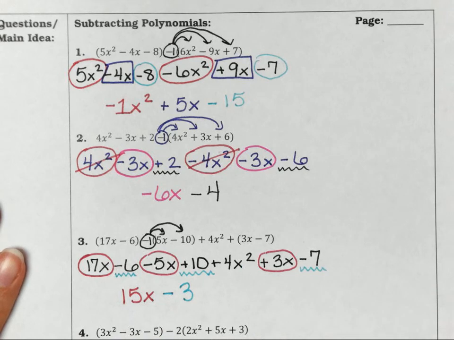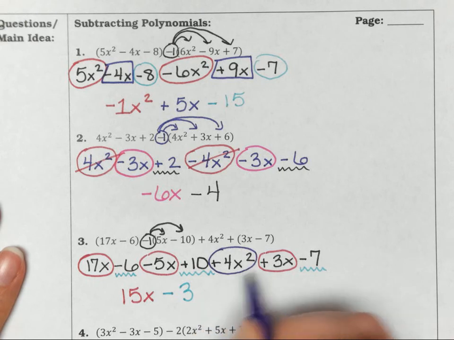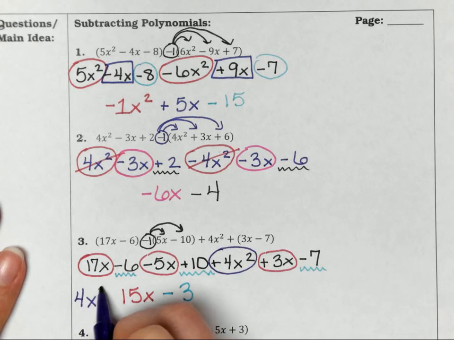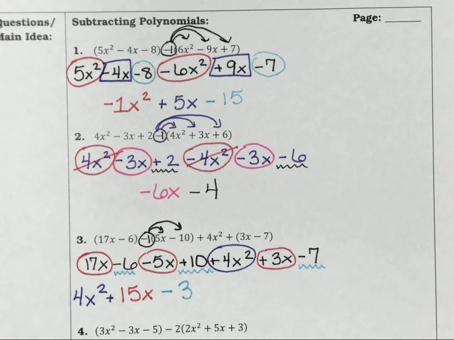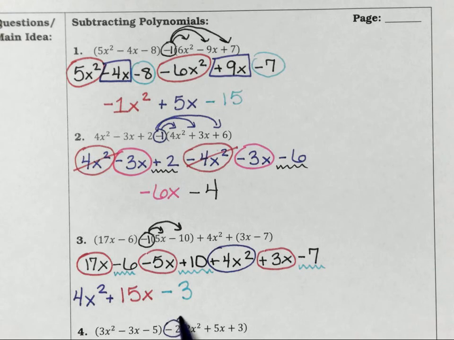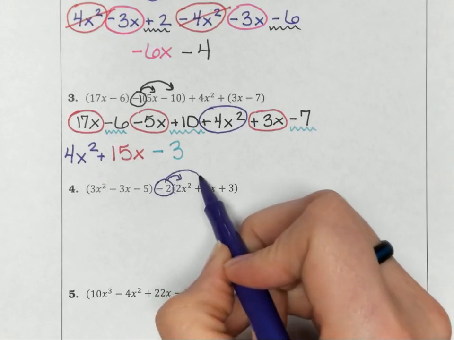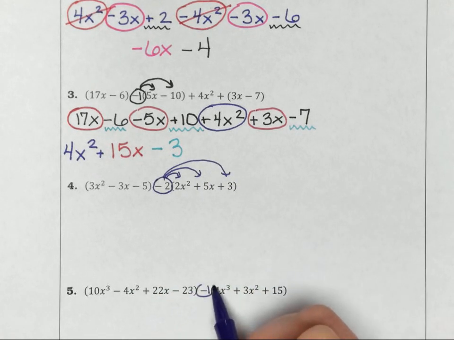And then the last part is I have still this 4x squared. So you could put it at the end. I'm actually going to go up here and put it first. All right, you try 4 and 5. On number 4, remember you have to distribute a -2. And on number 5, you have to distribute a -1.